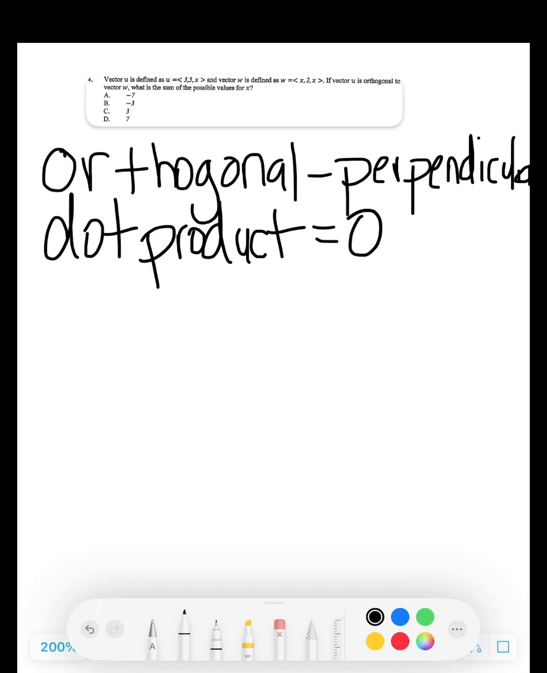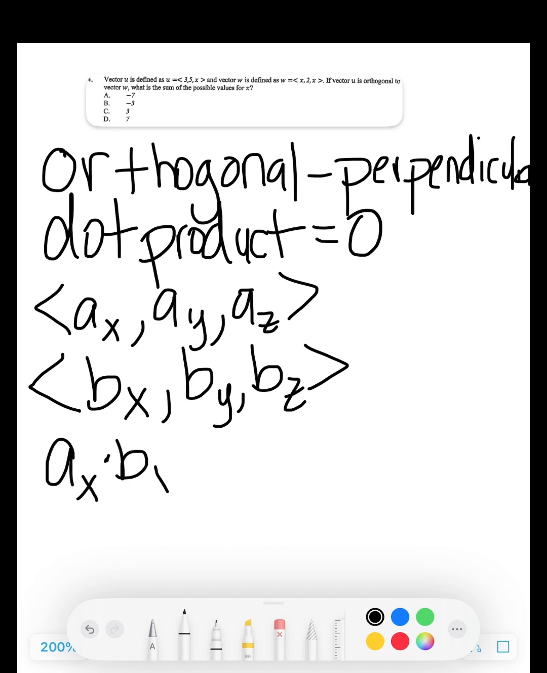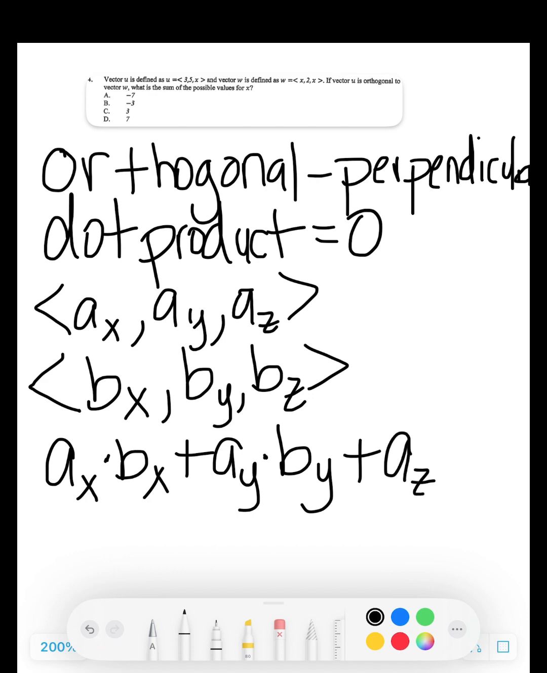So if we are given two vectors that each have 3 components, let's say vector A has part x, part y, and part z, and vector B has parts x, y, and z. Then we find the dot product by saying ax times bx plus ay times by plus az times bz.